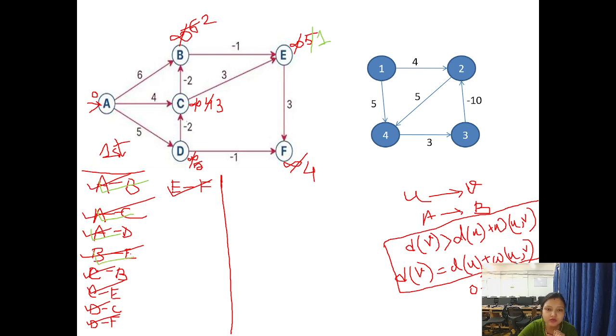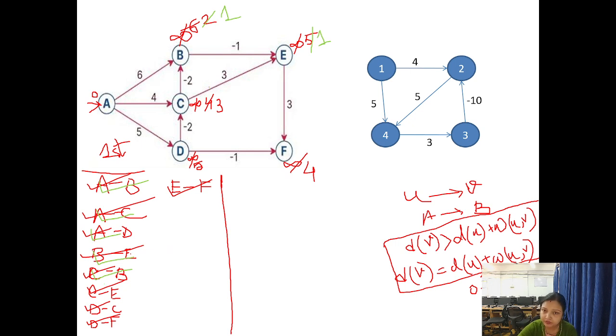Next is C to B. Now the distance of B is what? 2. And if I find it this way, the distance of U, that is C, is 3. So 3 plus minus 2, that is 1. So 1 is less than 2. So we will update with 1. C to B is done.